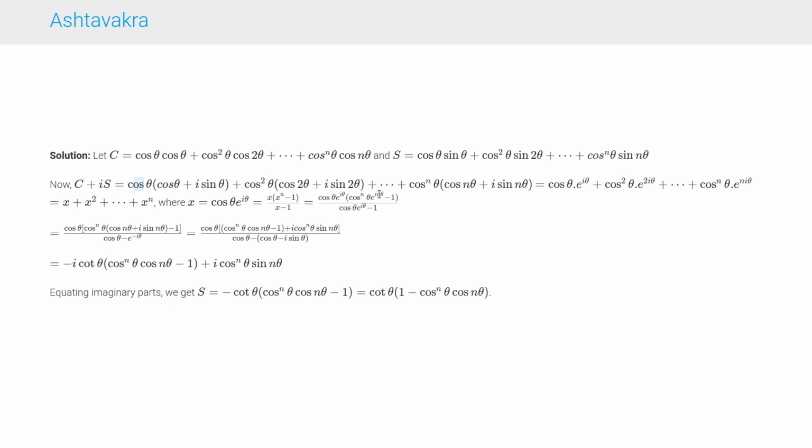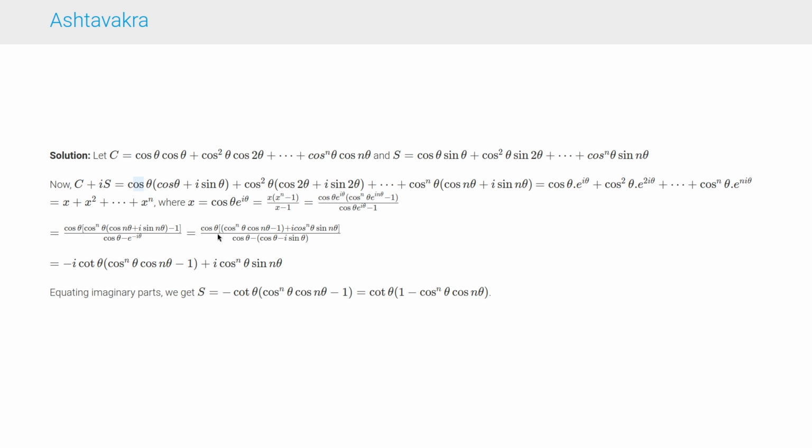that is cos theta into e to the power i theta into cos to the power n theta into e to the power i n theta minus 1 divided by cos theta e to the power i theta minus 1. Now this we rewrite as cos theta into cos to the power n theta cos n theta plus i sin n theta minus 1 divided by cos theta minus e to the power minus i theta. That is, we divide by e to the power i theta in the numerator and denominator, and we expand e to the power i theta in the numerator.